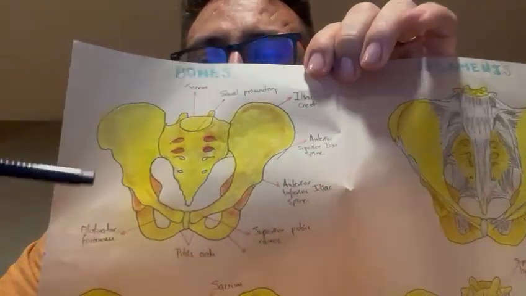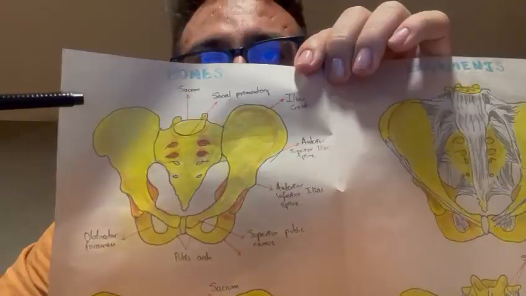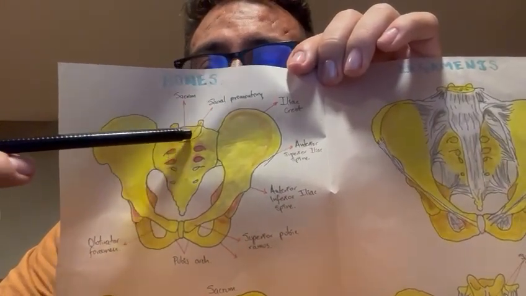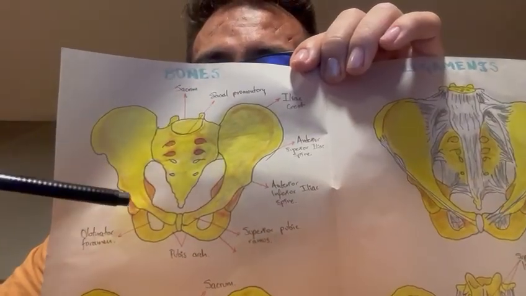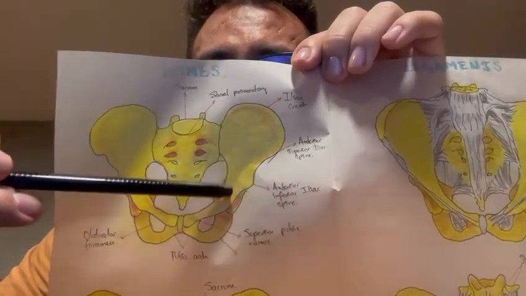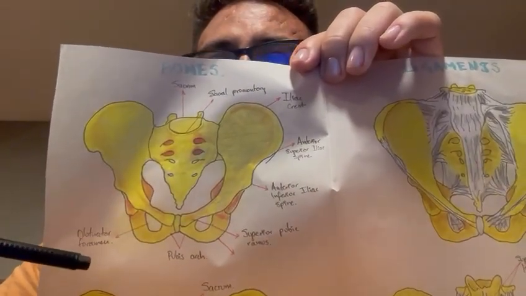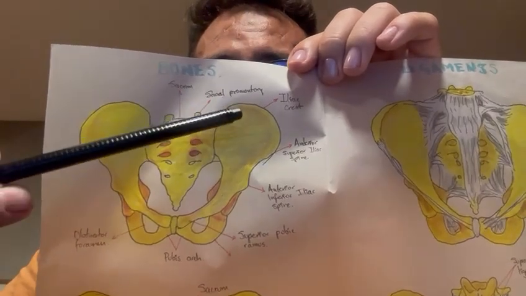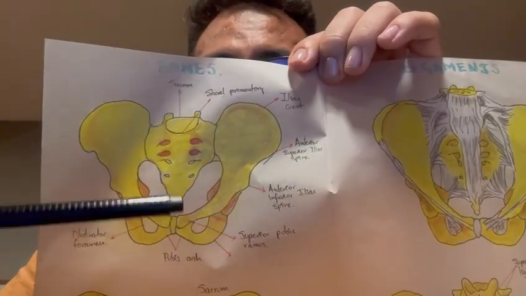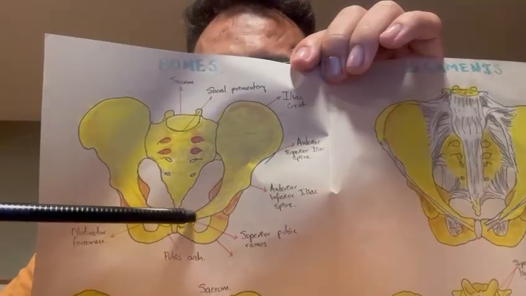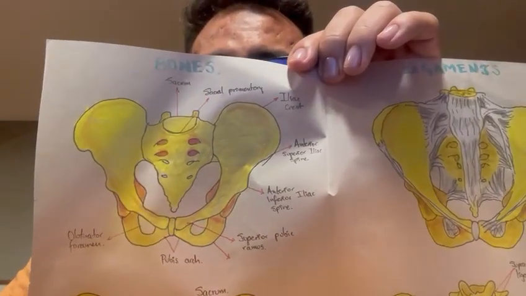We talk about the bones, the bony structures of the pelvis. The pelvis is formed by the sacrum, coccyx, and two hip bones. Each hip bone is made of the ilium, ischium, and pubis, fused together.